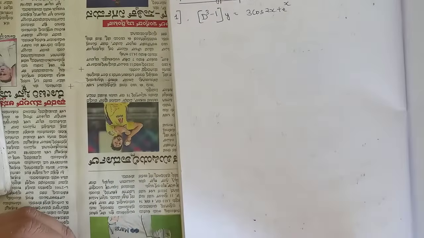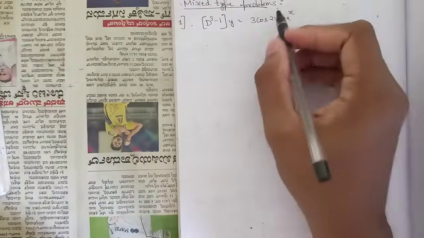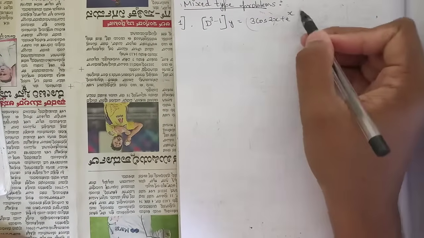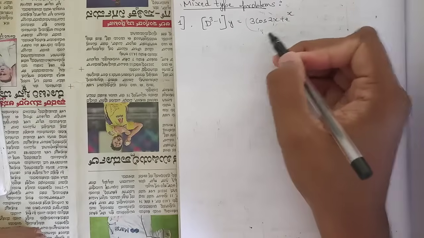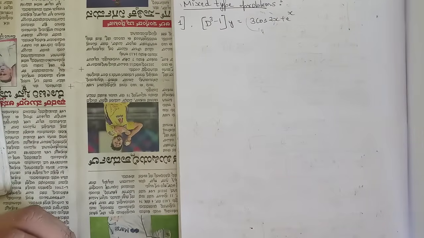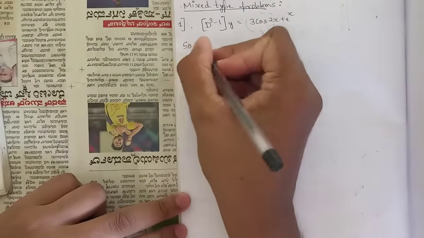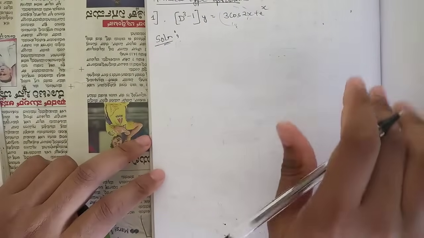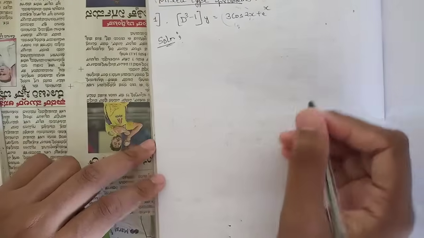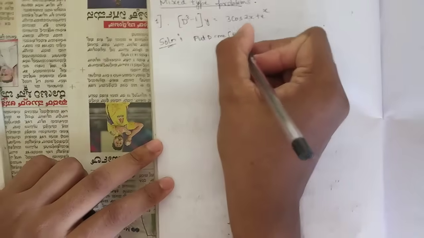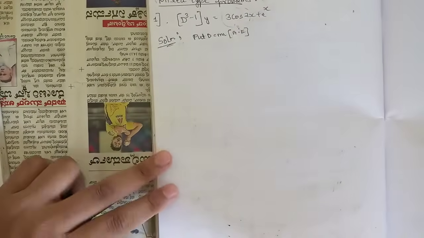The procedure remains the same, that is we need to split r of x to find the particular integral. We need to treat this term and this term separately to find yp1 and yp2. Then we add yp1 and yp2 to get our particular integral. But the first step again remains the same, that is we need to find the complementary function. So first we put d is equal to m, according to the auxiliary equation.